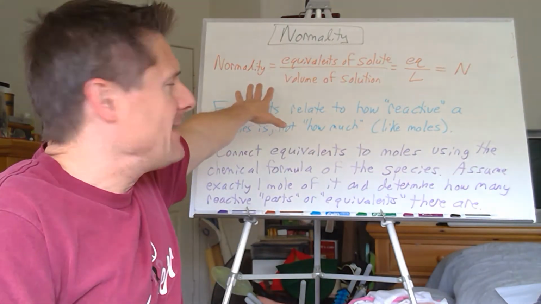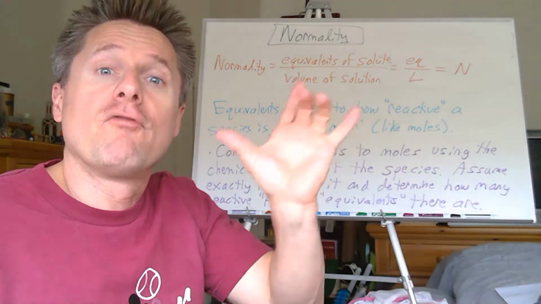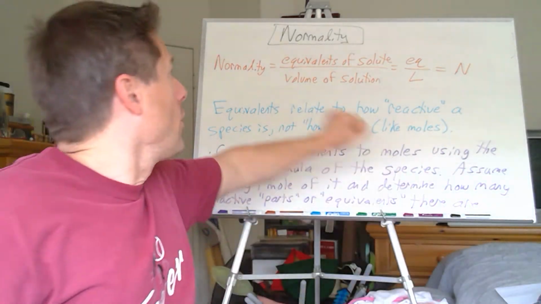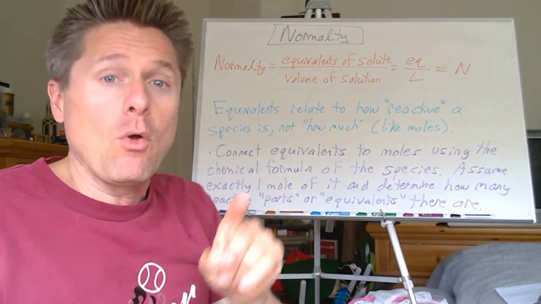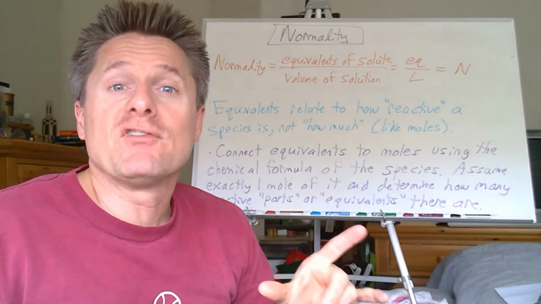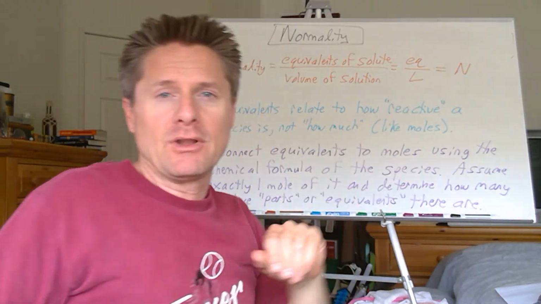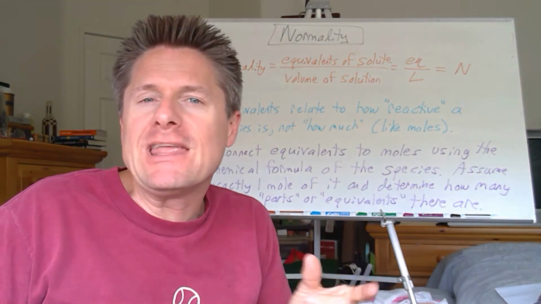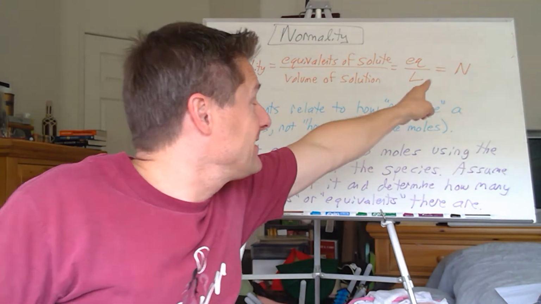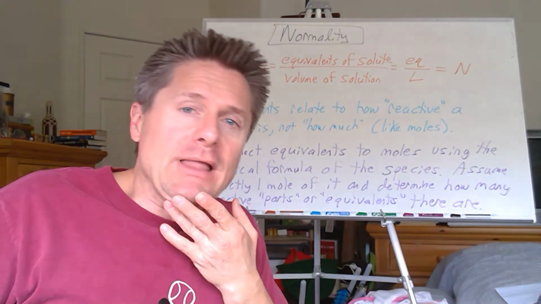So normality is similar to molarity. Molarity is moles of solute over liters of solution, whereas normality is not moles, it's equivalence of solute over the volume of the solution in liters. So instead of moles per liter, you get equivalence per liter. You'll see EQUIV or EQ for equivalence, and that's given the term capital N, just like molarity is capital M.